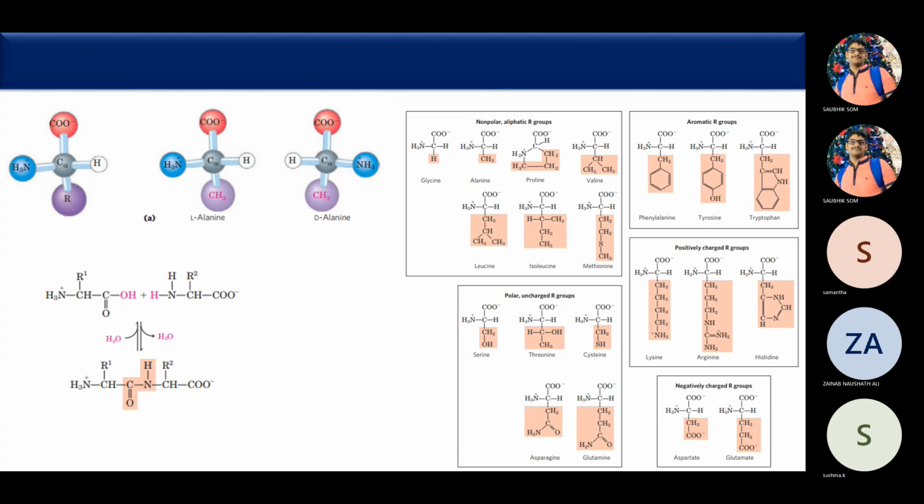Amino acids, as you know, have a general structure like this. It will have an NH3 group here, a carboxylic group here, COO, and here one hydrogen, and there will be an R group. Now the R group varies.